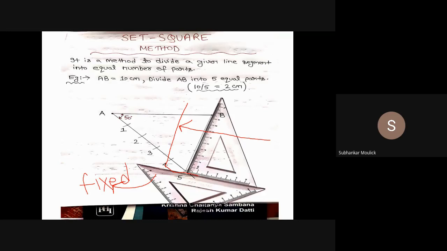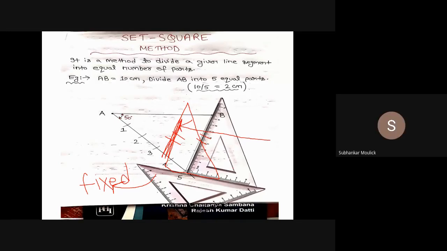Yes or no? This will be the position of the set square. If this is the position of the set square, from point 4, if you draw a line like this, the line will be always parallel to your 5B line. Yes or no? Yes, sir.